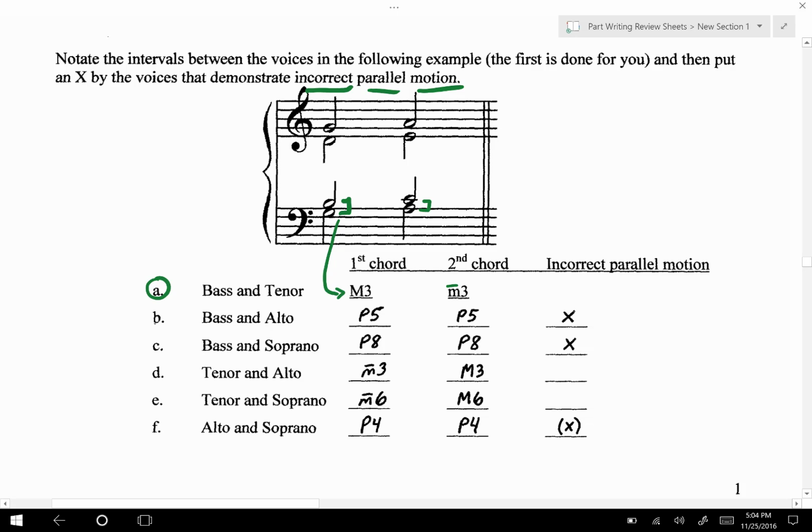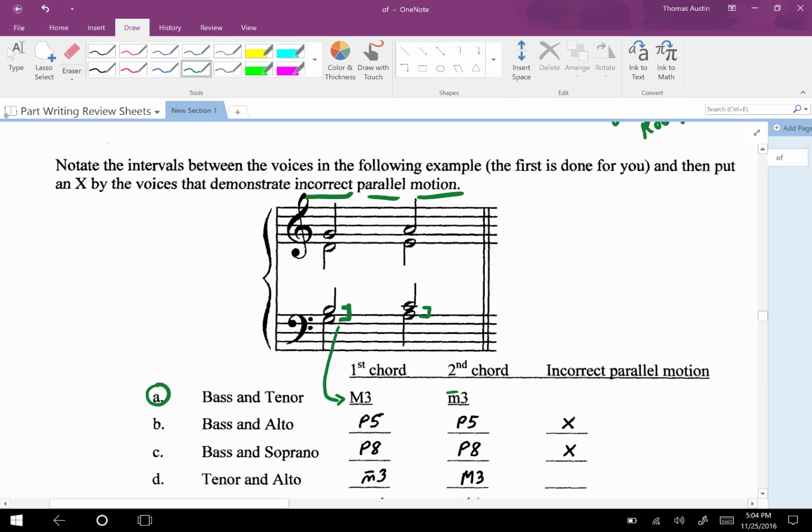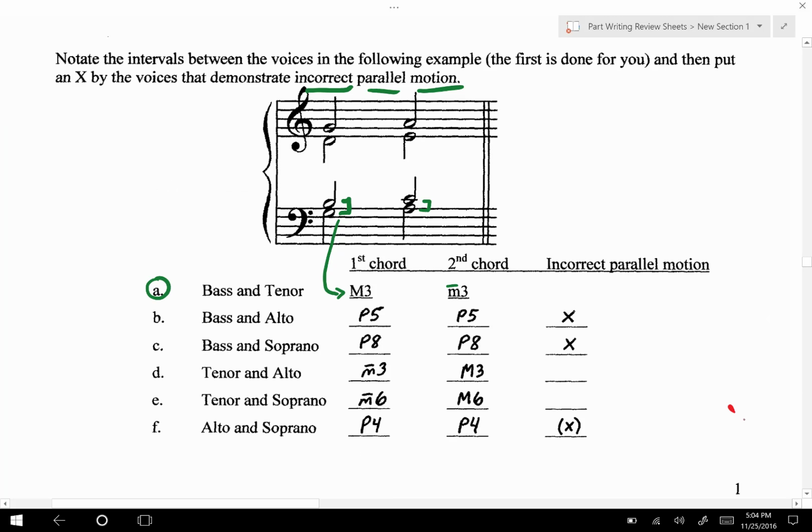Okay, in the second one, let's take a look at it. And let me use my red marker. So we have to compare the bass and the alto in the first chord. Bass to alto, G to a D, that's a P5. In the second chord, bass to alto, I have an A to an E, that's a P5. I needed to put an X here because that is incorrect parallel motion. We cannot have perfect parallel fifths.